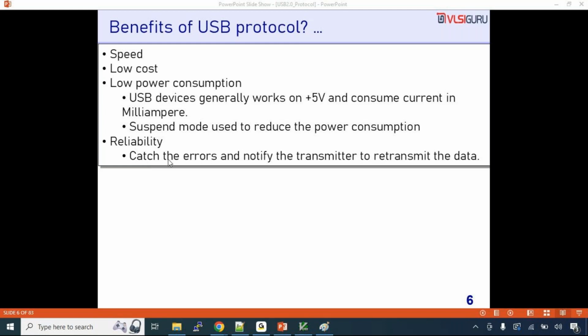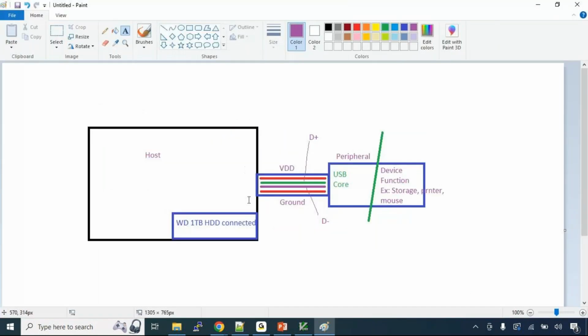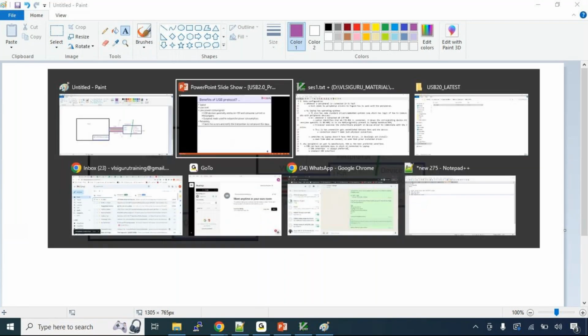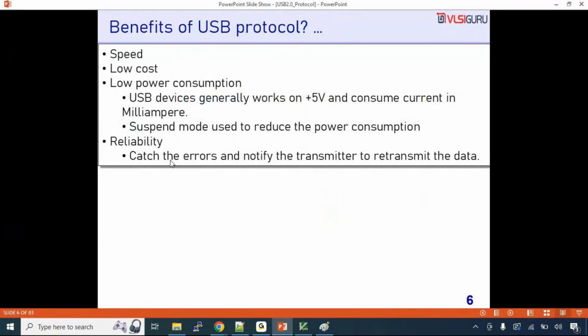Second aspect is, when it comes to reliability at the protocol level, you can easily catch the errors. Let's say I'm transferring some packet from here to here. Some error happened. There is a mechanism through which it can notify that the packet did not come correctly. It will send some kind of NAK packet. So it identifies that whatever packet I sent got corrupted, so it will retransmit that packet and then it will be used here. So this mechanism is also there where the device can catch the errors and notify the transmitter to retransmit the data. Okay. So these are the various benefits of the USB protocol.